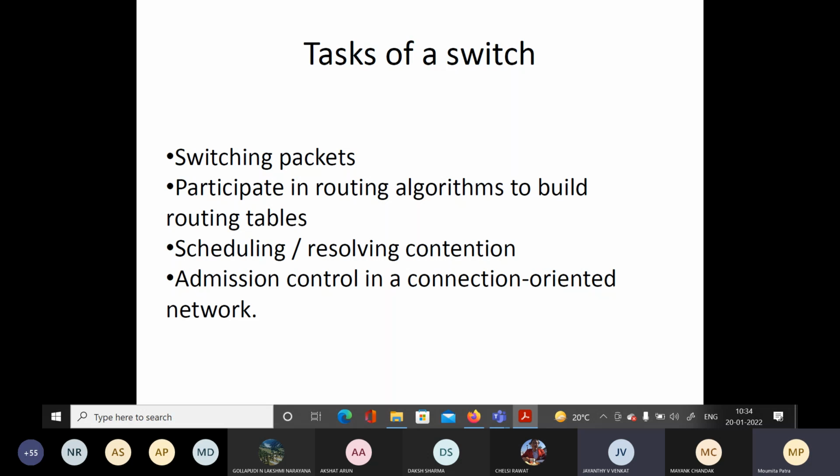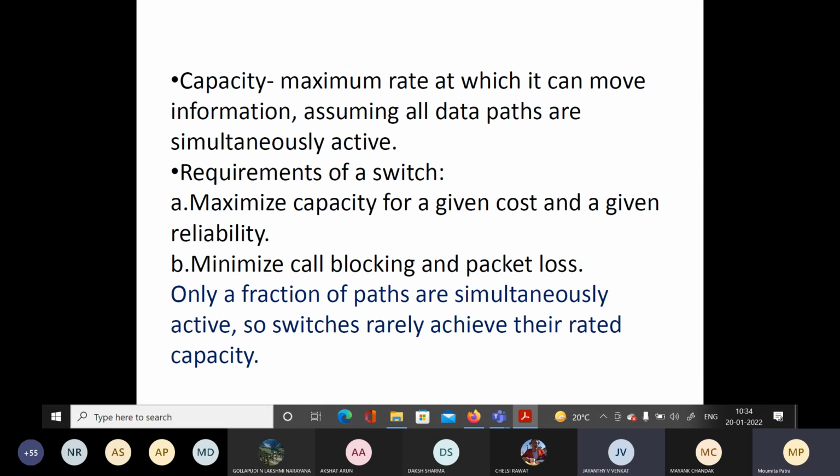Okay, and also one more thing is admission control in a connection oriented network. For the last point, I would ask you to just think about this once. How is a switch going to do admission control in a connection oriented network? Of course, we will come to it through this course, but if you can think of it, it will be great. All right, so these are the tasks of a switch. Now let's get to a few more features of it.